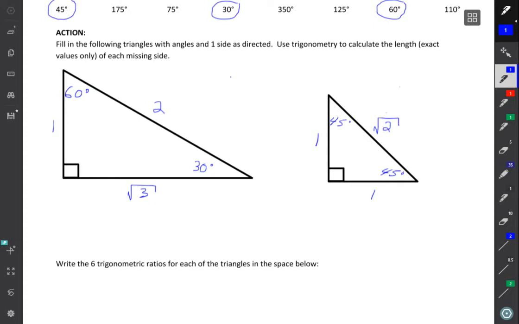So what we're going to be doing is memorizing these triangles so that we could draw them quickly and refer to them when we're coming up with exact values using these 3 angles, 30, 45, and 60.